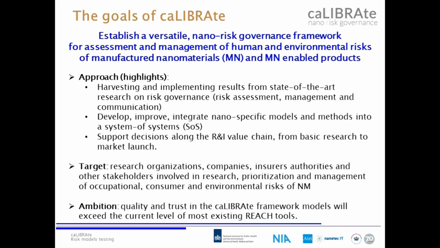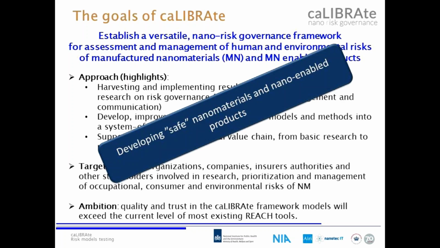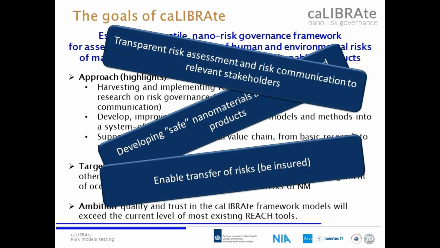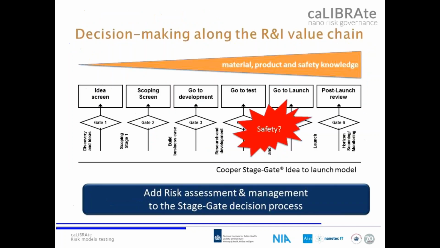The targets include research organizations, companies, insurers, public authorities, and other stakeholders involved in different functions within the organization, including research, management, quality, safety, etc. Our ambition is to provide tools that improve quality and trust in risk governance of nanomaterials, at least achieving the same quality and trust given by existing tools and possibly exceeding this kind of reliability. So we want to develop safe nanomaterials and products. We want transparent risk assessment and risk communication to relevant stakeholders, and we want to help and facilitate transfer of risks that need to be insured.